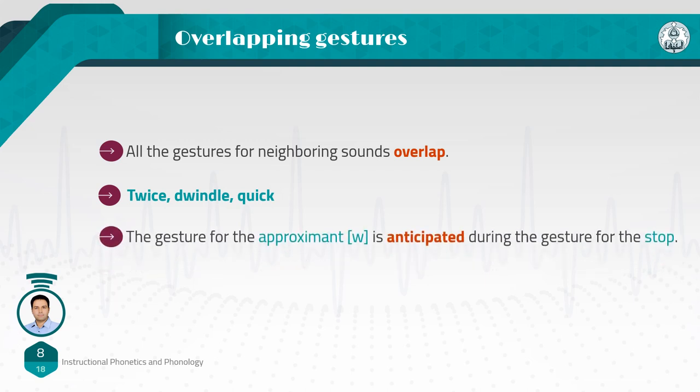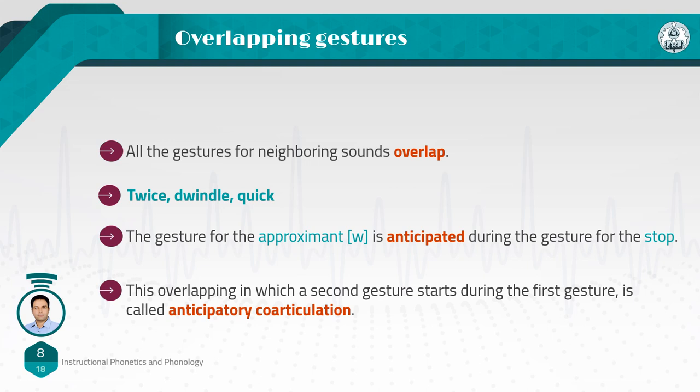This kind of gestural overlapping, in which a second gesture starts during the first gesture, is called anticipatory coarticulation. When you say twice, the second gesture, that is w, starts during the first gesture, which is t. The gesture for the approximant w is anticipated during the gesture for the stop.